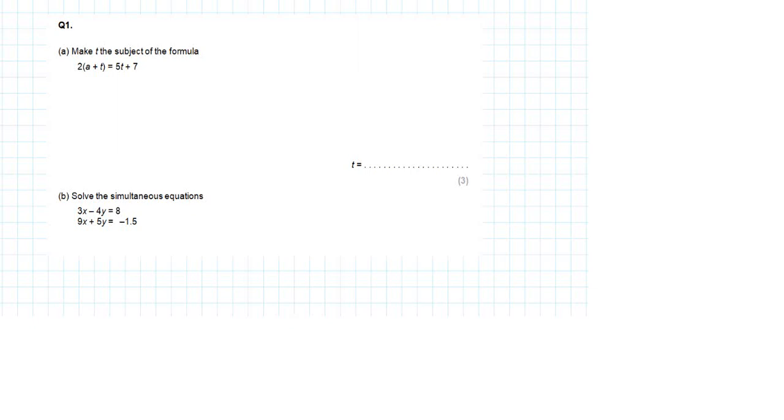So I'm just going to go over it to help them. So first question, each question here is an exam question. First question is on changing the subject of a formula. You got to make t the subject.